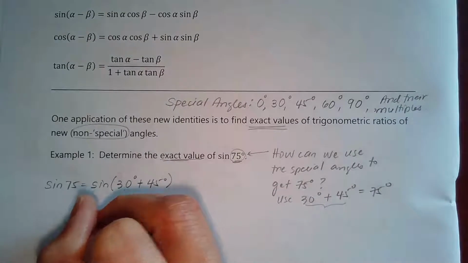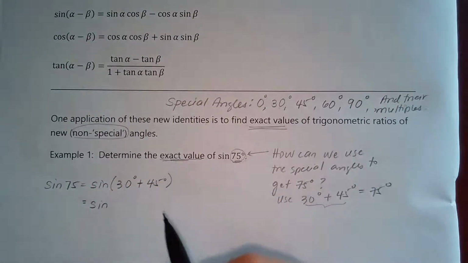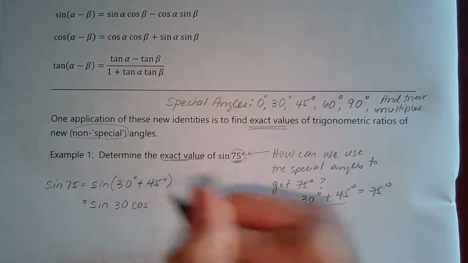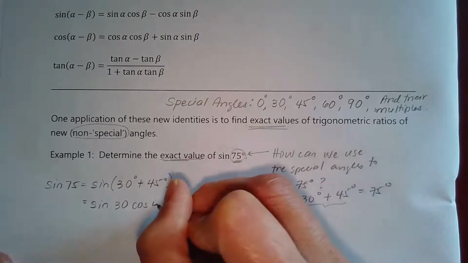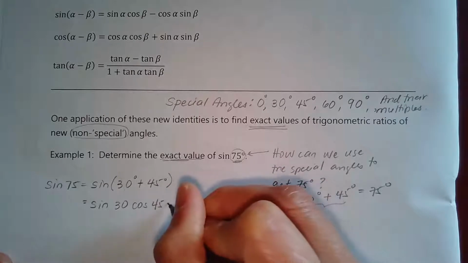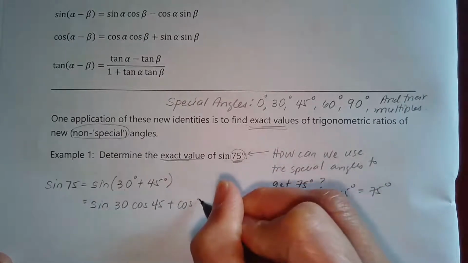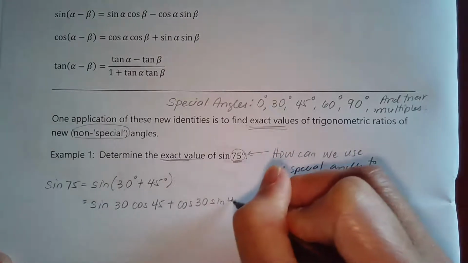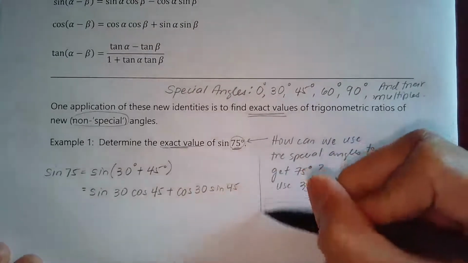So this is the same thing as sine of alpha, which is 30 degrees, times cos of beta, so cos of 45, plus cos of alpha is 30, sine of beta is sine of 45. So I'm just going to put it on the side in here.